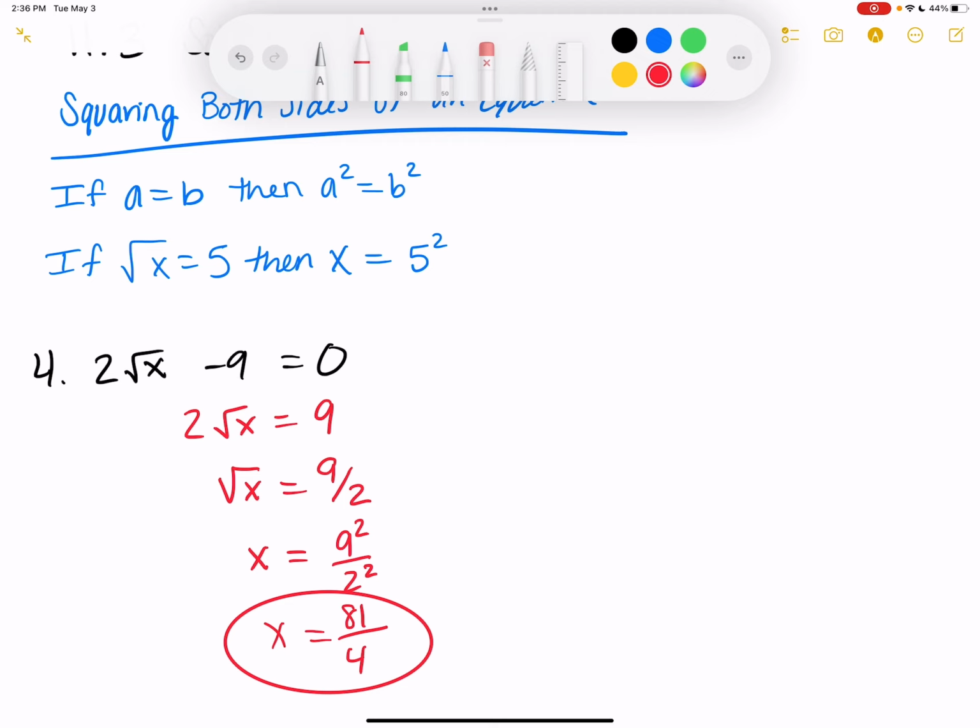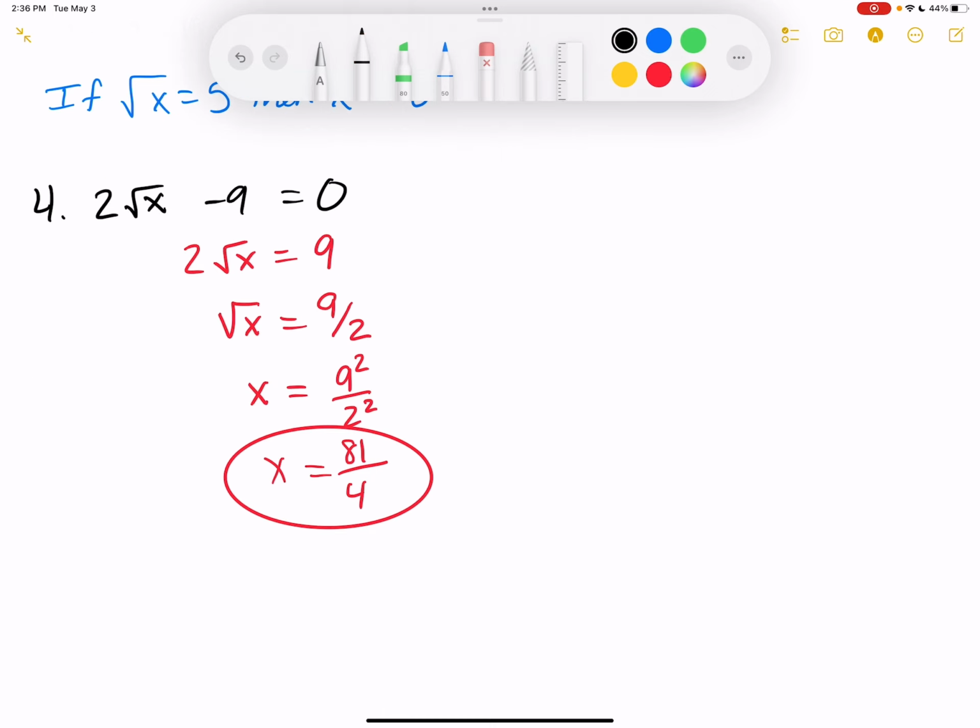There's fractions. Yes, that would be what 81 over 4 is. Either do fractions or factoring. Always. Check out. Welcome to math.